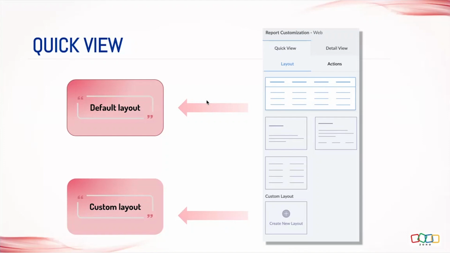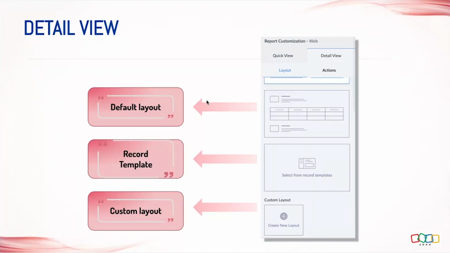Let's dive into the quick view, which presents you with several predefined layouts, whether it is the default or a custom arrangement. These layouts allow you to map from form fields to precise positions and align records for a visually appealing report. Moving on to the detail view, you will find a variety of predefined layouts at your disposal.